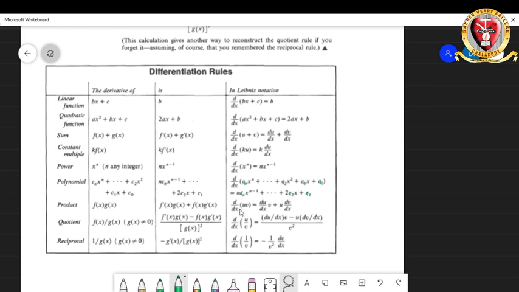D by dx of uv is equal to the product rule: the derivative of the first function into the second function plus the first function into the derivative of the second function. D by dx of u by v is equal to the derivative of the first function into the second function minus the first function into the derivative of the second function, divided by the second function the whole square. D by dx of 1 by v is equal to minus 1 by v square into dv by dx.